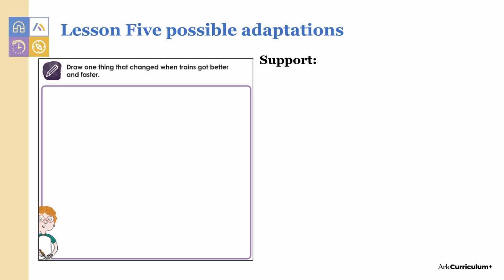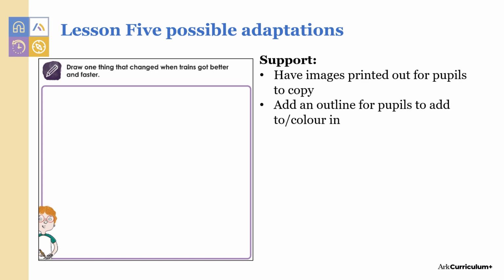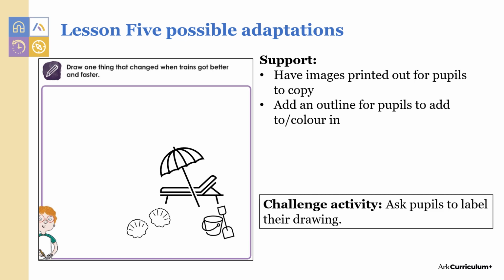In lesson 5, pupils need to draw one thing that changed when trains got better and faster. Support pupils by having images printed out for them to copy, by adding an outline for pupils to add to or to colour in. Challenge pupils by asking them to label their drawing.